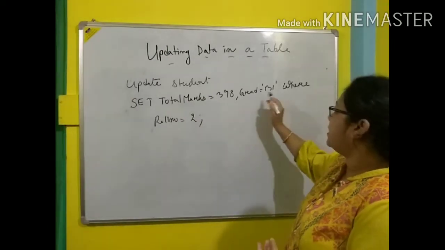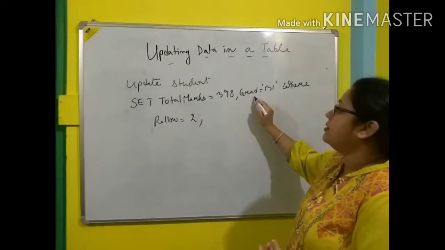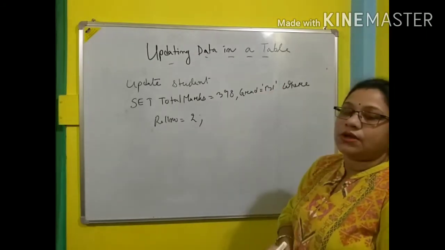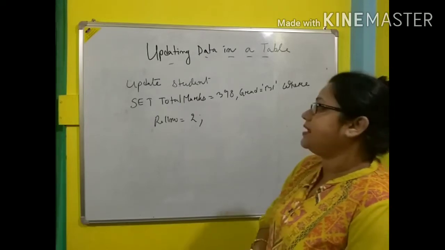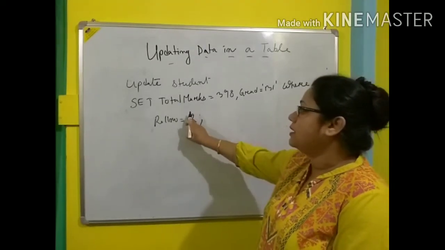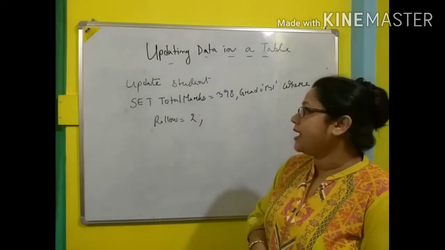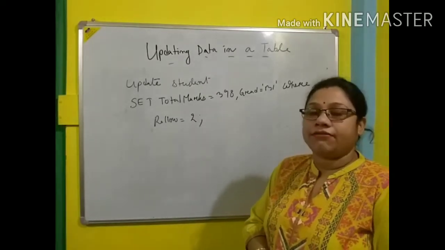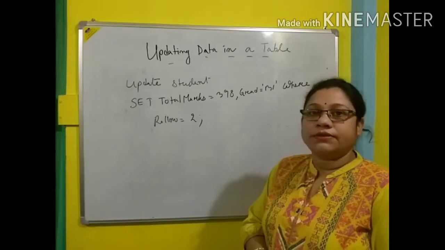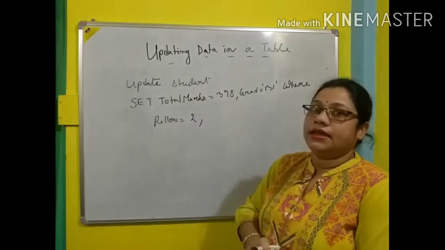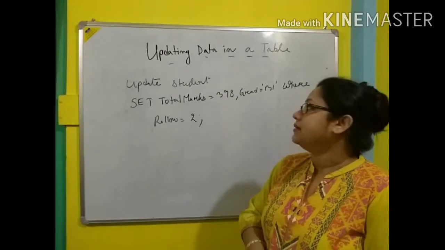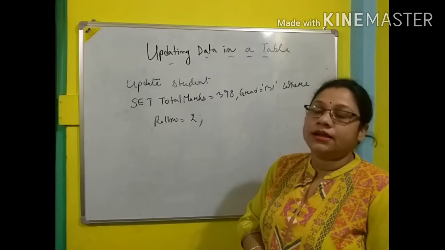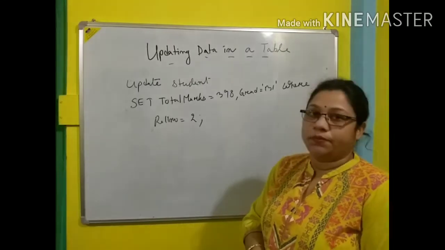Again I enter a new value inside the grade. Grade is a column name. After that I write B1. So I update the grade and total marks of roll number 2. So here I am using the where clause. That's why it is not going to affect all the rows of the table student. It will only update the total marks and the grade of the roll number 2.